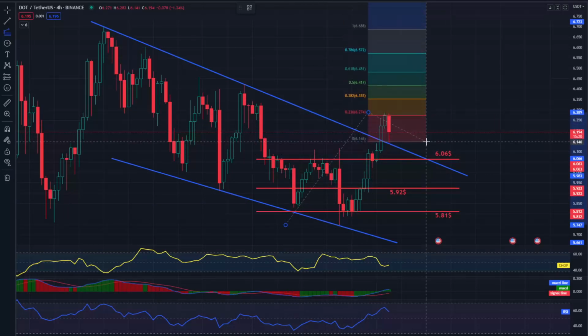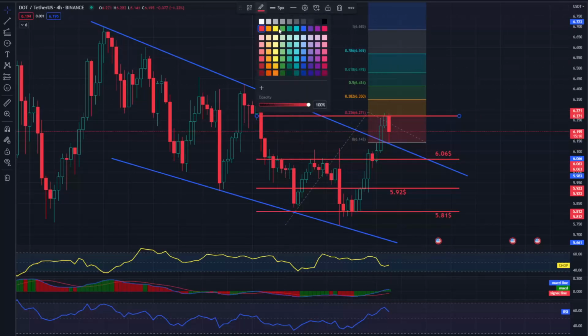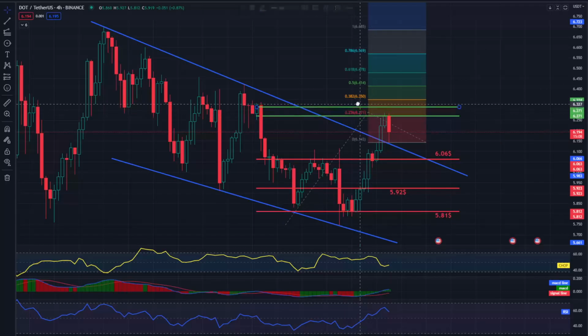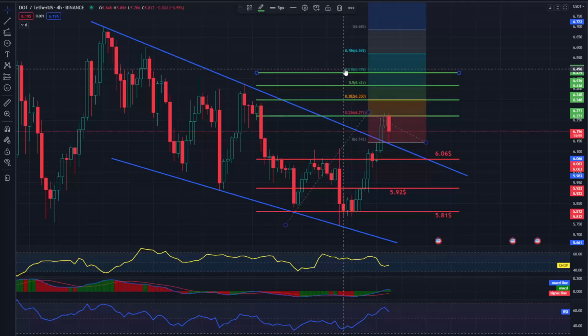Looking the other way, we can similarly determine the places of resistance that the price has to face. And here we see that the price has now bounced off a strong resistance at $6.27. Then we have a resistance at $6.35, a third resistance at $6.42, and then a fourth resistance at $6.48.